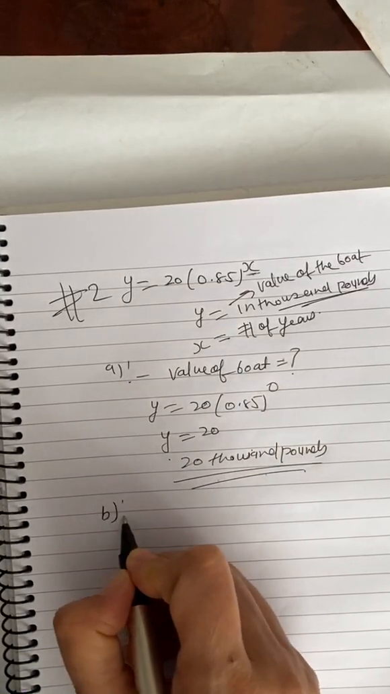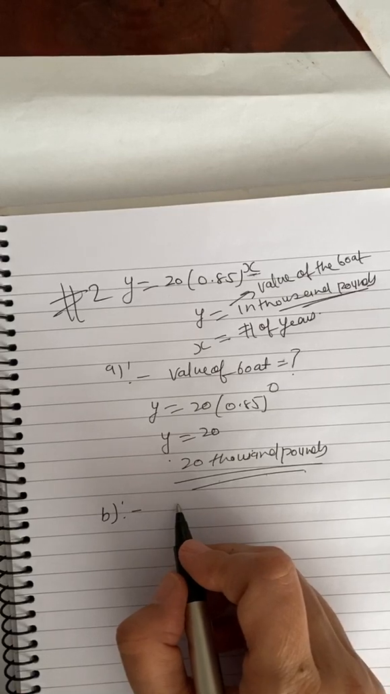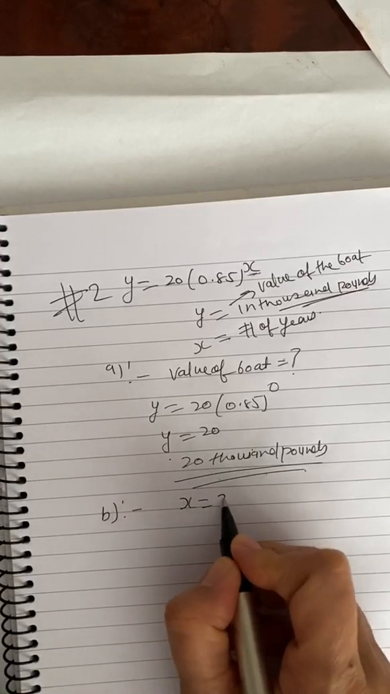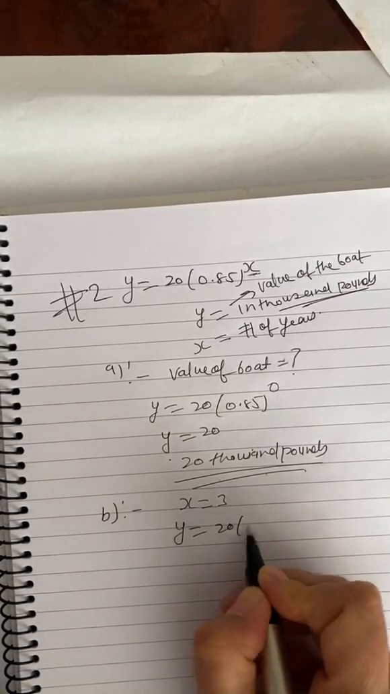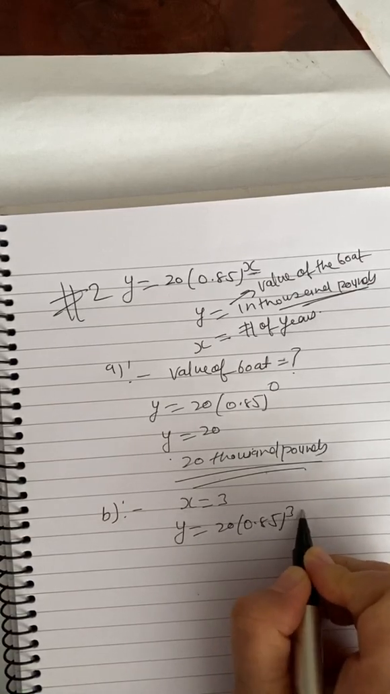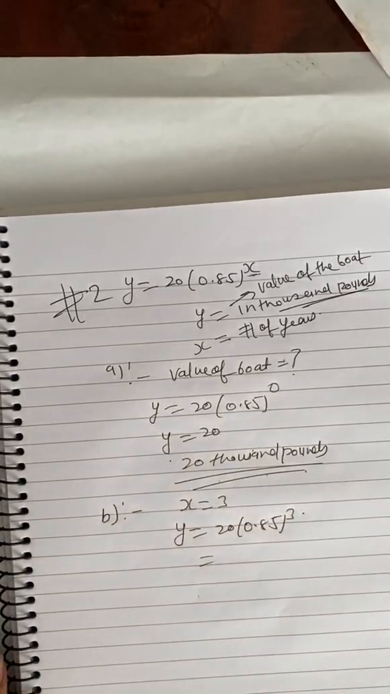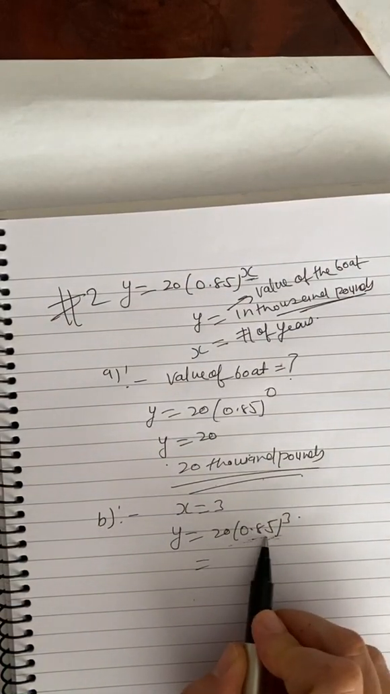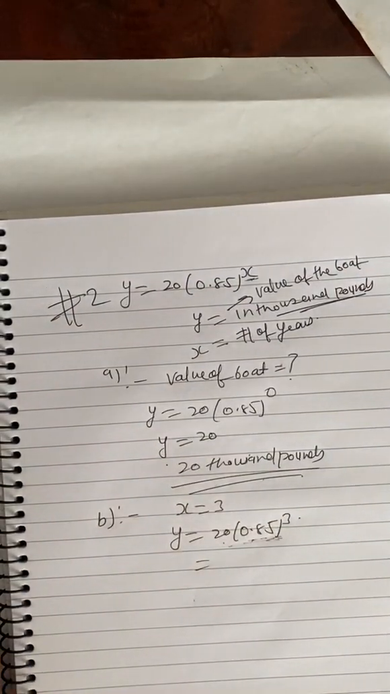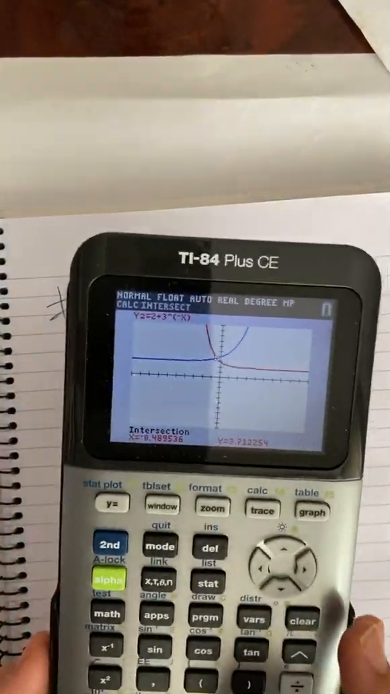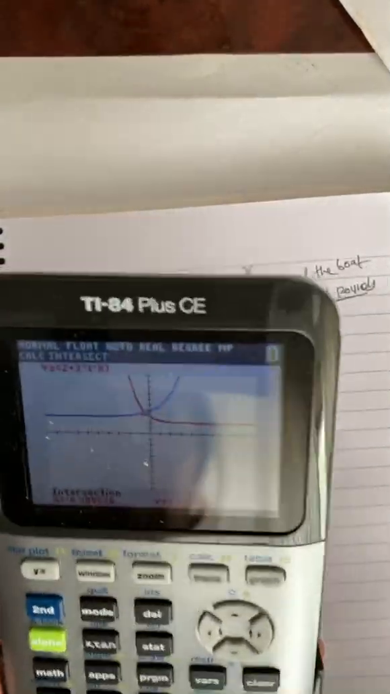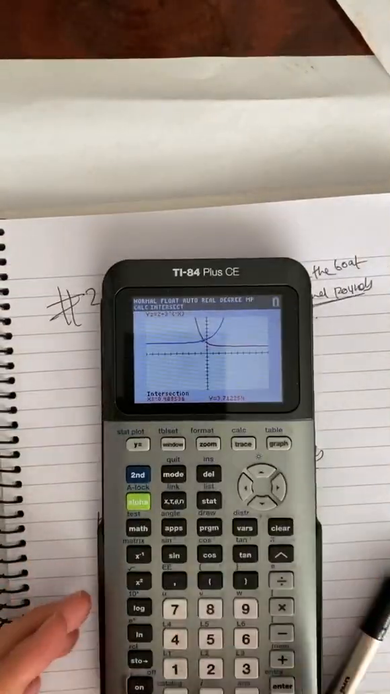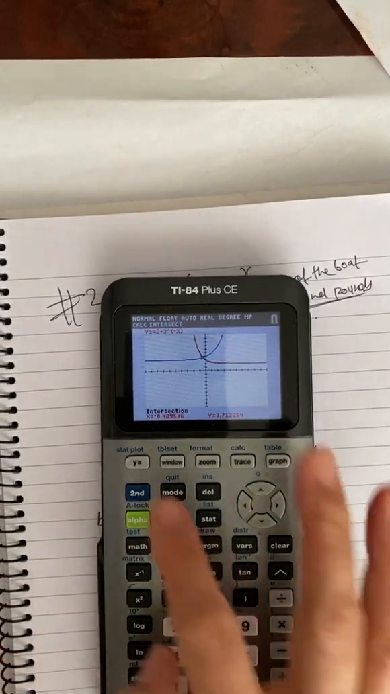Then you need to estimate the value of the boat when it is 3 years old, which means x is 3. So you do 20 times 0.85 to the power of 3. You can do this multiplication using a calculator and multiply by 20, or there is another easy way to do this.